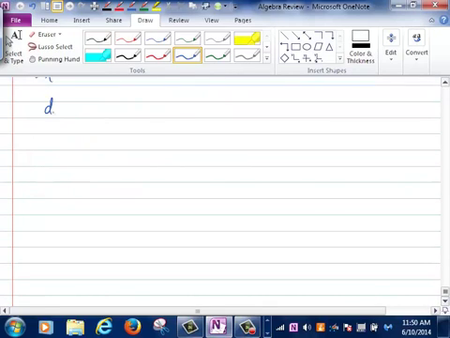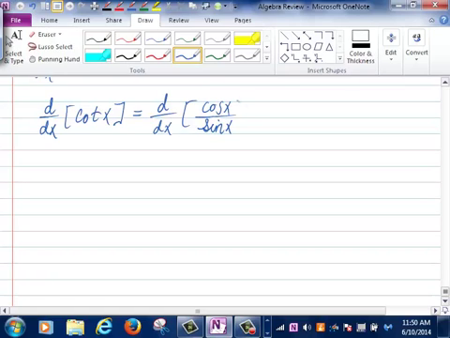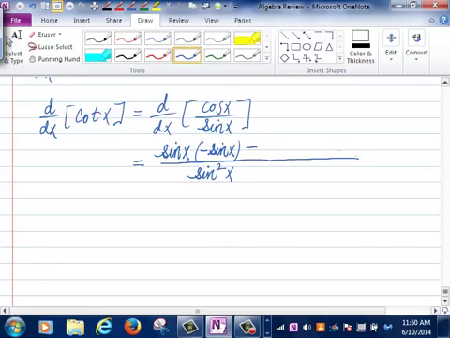So here's the derivative with respect to x. Actually, let me do it for cotangent of x, right? Cotangent of x would be the derivative of cosine x over sine x, and this is equal to what? Well, if I apply the quotient rule, I get the square of the denominator, and then the denominator times the derivative of cosine, which is negative sine, minus cosine x times the derivative of sine, which is cosine x.